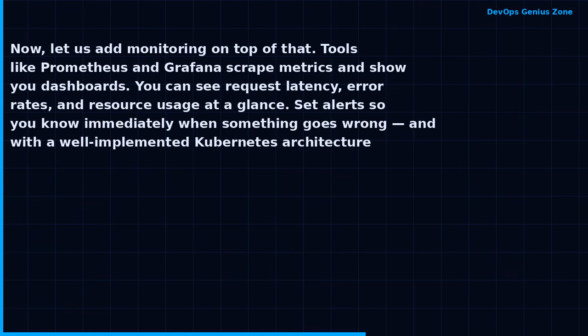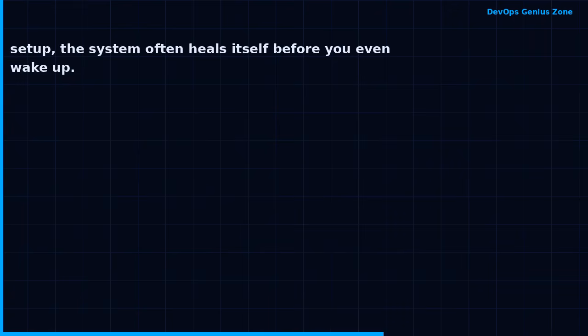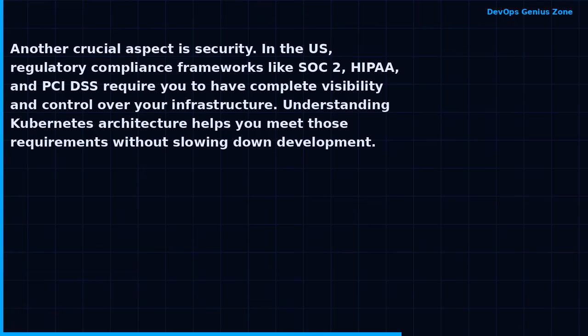Now, let us add monitoring on top of that. Tools like Prometheus and Grafana scrape metrics and show you dashboards. You can see request latency, error rates, and resource usage at a glance. Set alerts so you know immediately when something goes wrong, and with a well-implemented Kubernetes architecture setup, the system often heals itself before you even wake up.